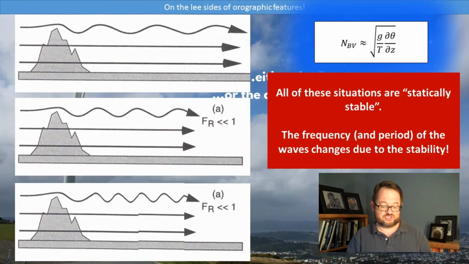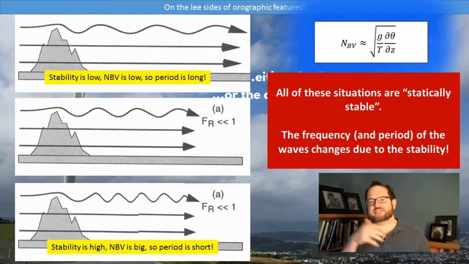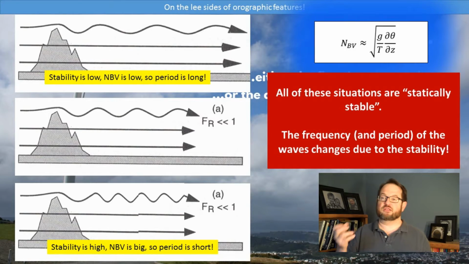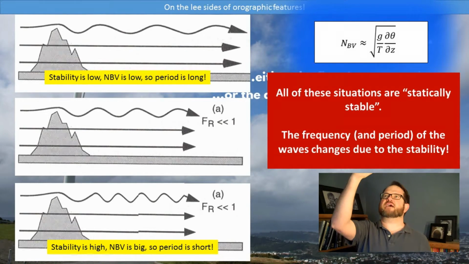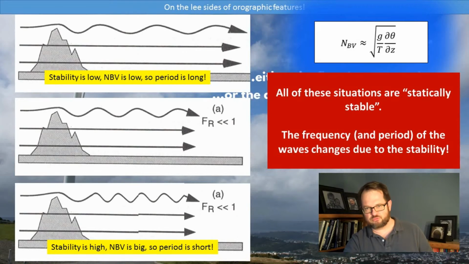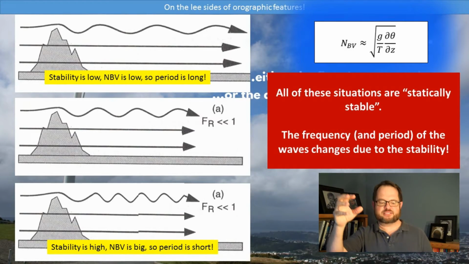And what I have here is three situations where the top one is not so stable, and the bottom one is extremely stable. And what you see is, at the top one, where the stability is low, you end up with a low value of the Brunt-Väisälä frequency, and a high value to the period. So it takes a very long time for that air parcel to make its oscillation upward and downward back to the top of the next wave crest.